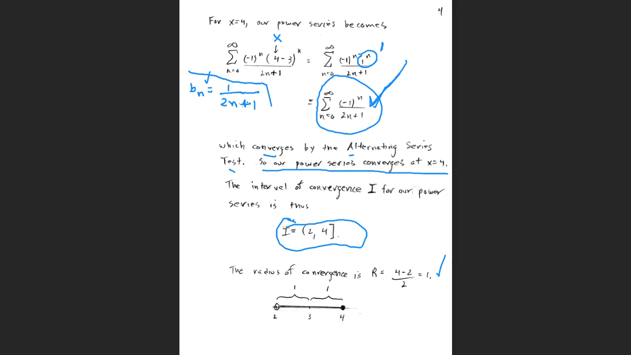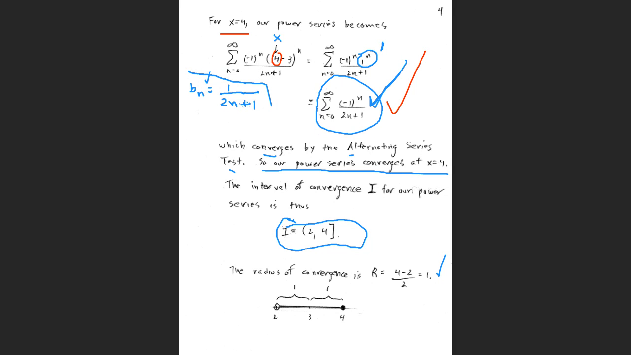The bracket for 4. Okay. So when x was equal to 4, and we substituted 4 in the power series, we got an alternating series here.